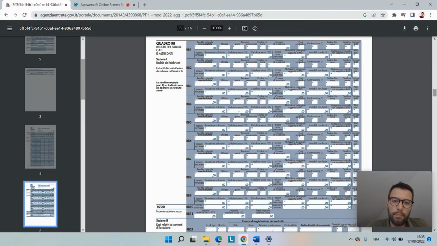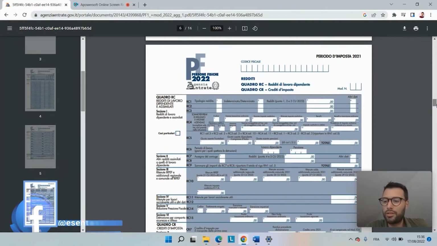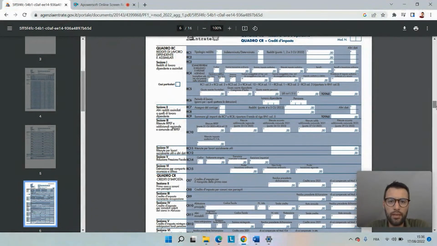Regarding the Quadro RB, now in Italy with the earthquake, and this is very important if you're buying a house in Italy, because if the house is not available to you, for instance because of the earthquake, you don't pay any IMU. But the important thing is that you have to declare the revenue of your house. Of course, you have to calculate it with your accountant. As I always say, it's not a thing that we can discuss in one minute here, but just for you to understand.